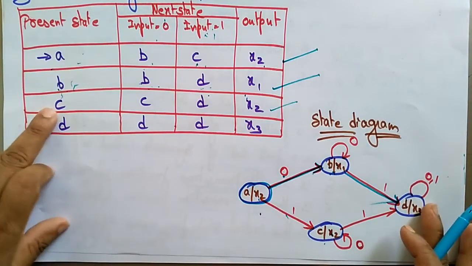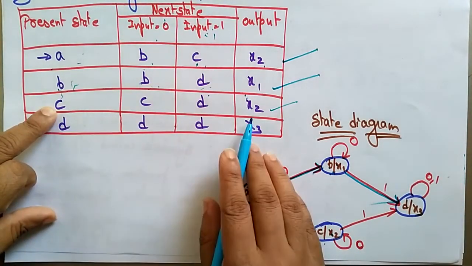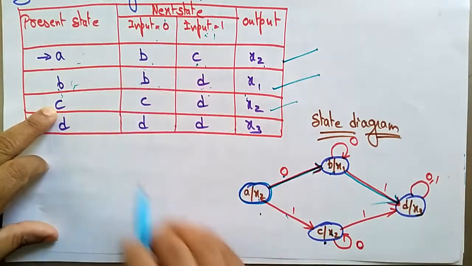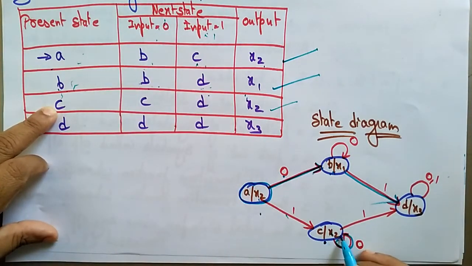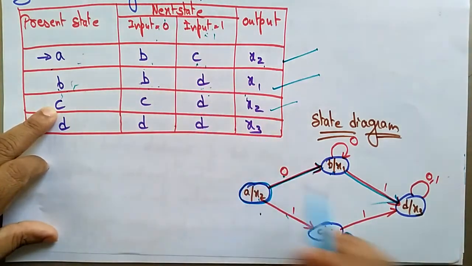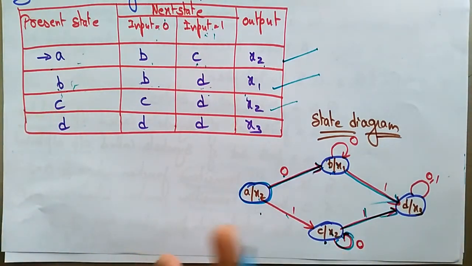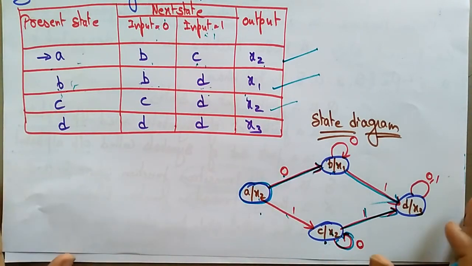Okay, now coming to C. C produces the output X2. So whatever the input may be, it generates the output X2. So C on 0 goes to C itself, and C on 1 goes to D. So this is how you construct the state transition diagram by seeing the table.